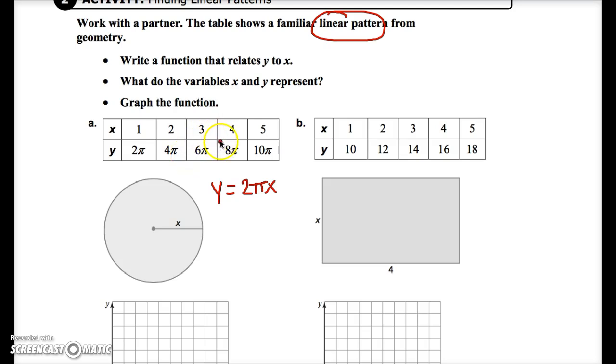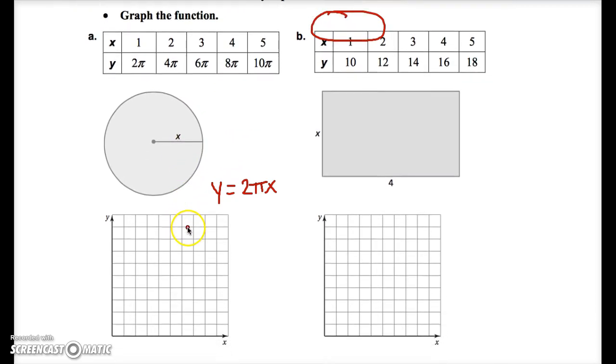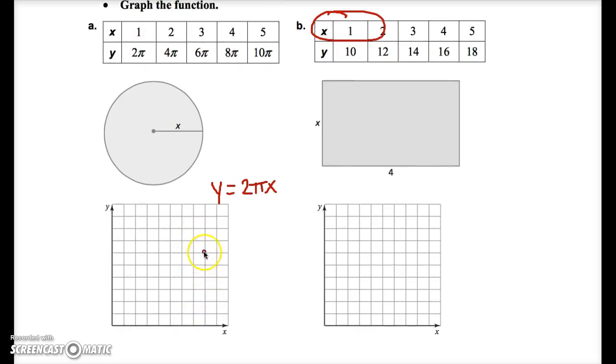Now, they want us to graph this. So if I come down a little bit, they don't have any numbers on your graph, but we'll start with 0 here. I'm going to skip every other line, just go by ones here. And then up the side, that's going to be 2 pi, and again, I'm going to skip every other line. 4 pi, 6 pi, 8 pi, and 10 pi.